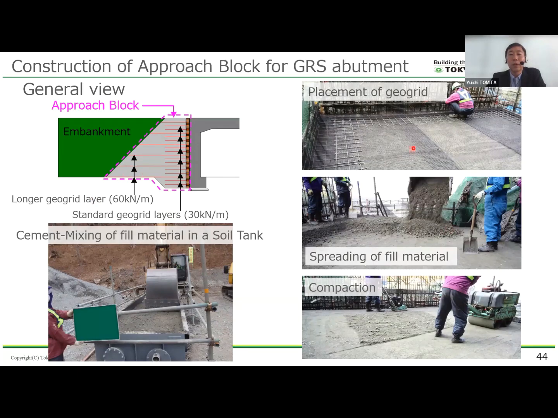The photo on the right shows the construction process. Placing the geotextile, spreading the cement-treated backfill material, and compacting it with a 1-ton vibratory roller. These steps are repeated layer by layer.